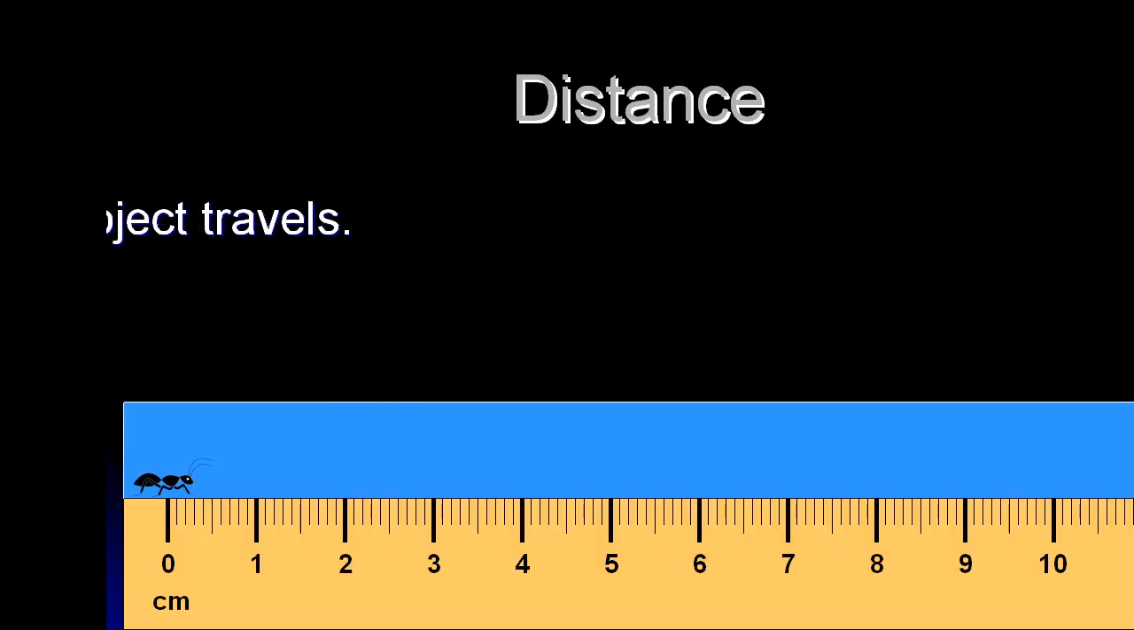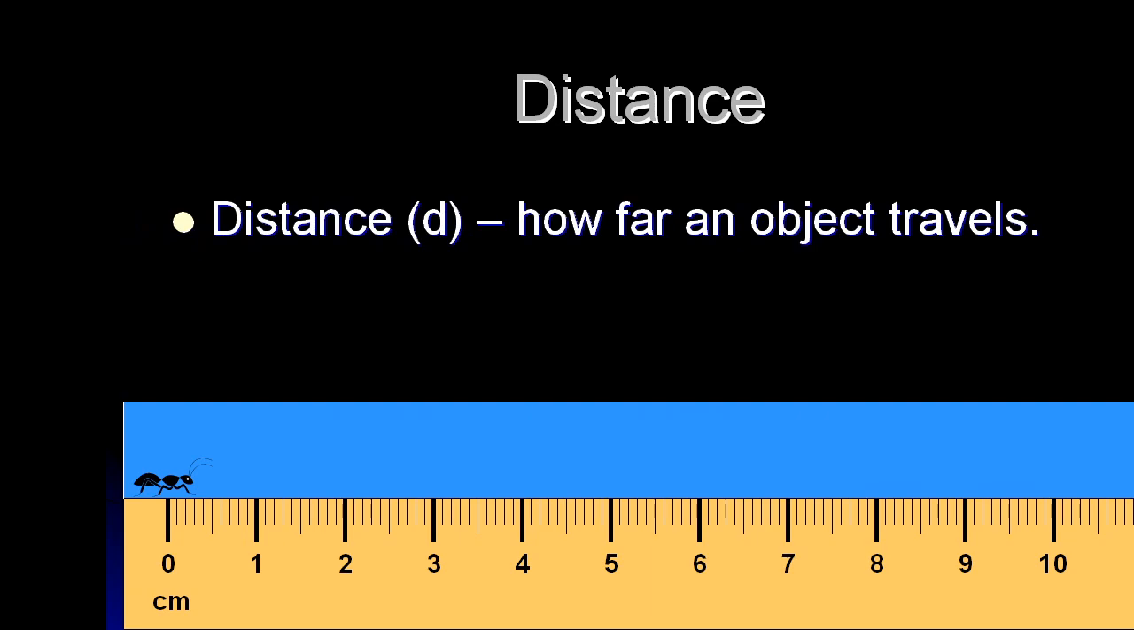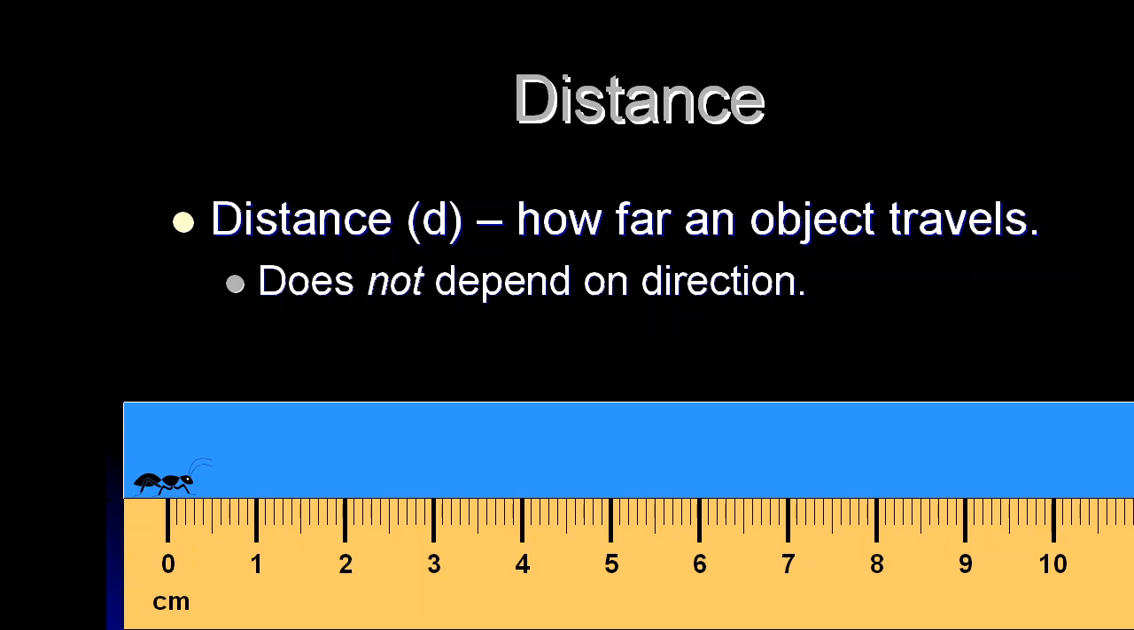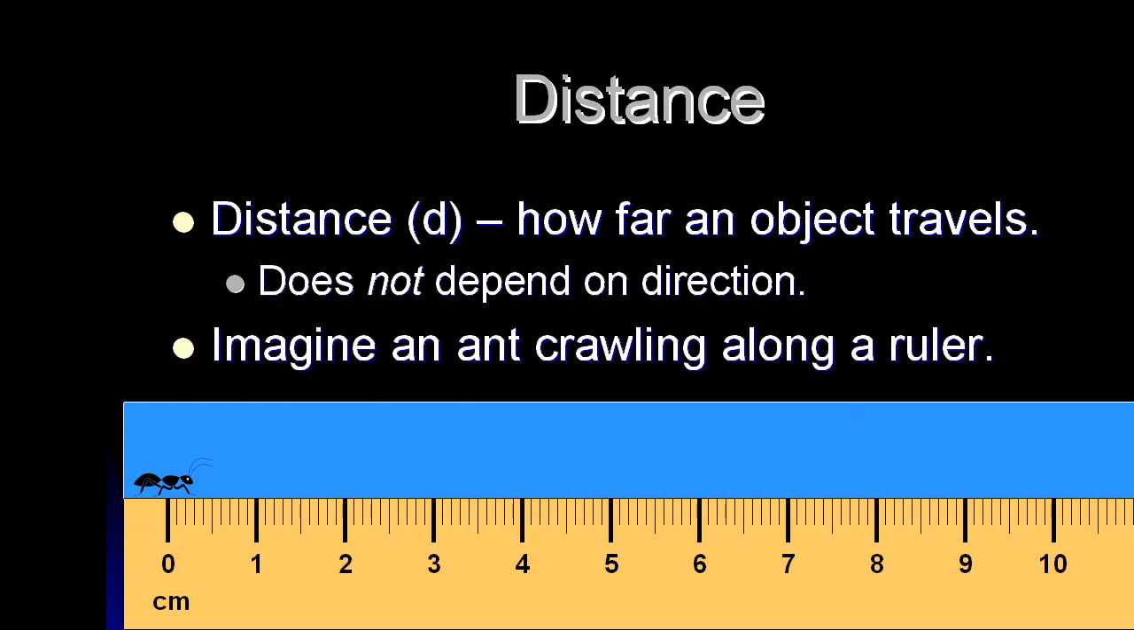Alright, so distance. Here we go, we got a little ant. Distance is how far an object travels, in this instance, the ant. It does not depend on direction. Very key. So we got this ant. Here he goes along the ruler.